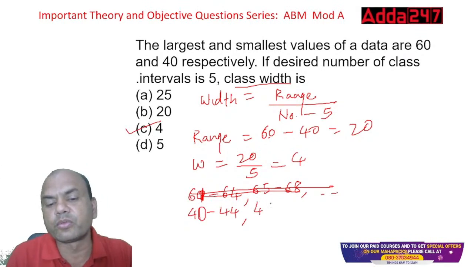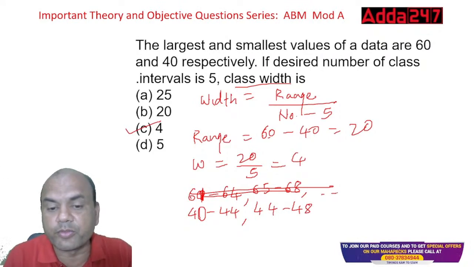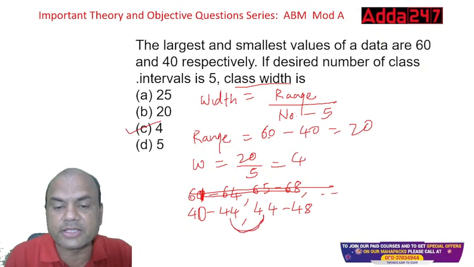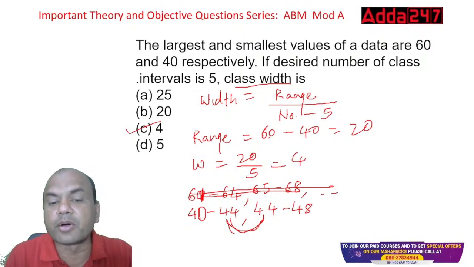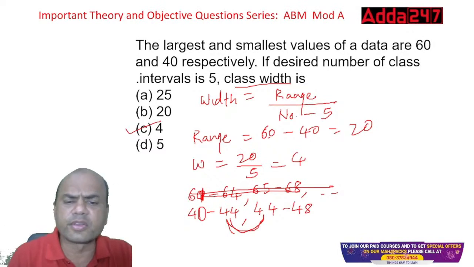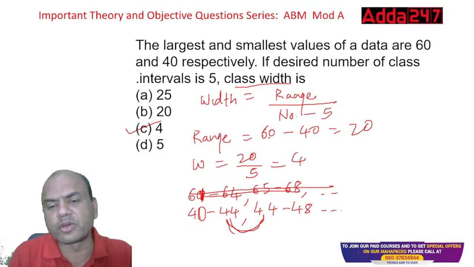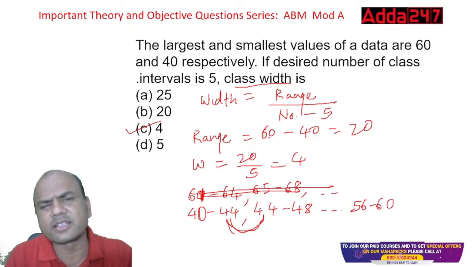Then 44 to 48. This is known as an exclusive group. When the ends are matching, this is called exclusive. The one above was inclusive, where the ends were not matching. So this is the meaning of this. You can go up to 60 over here. Last one will be what? 56 to 60. Okay, that is the answer.